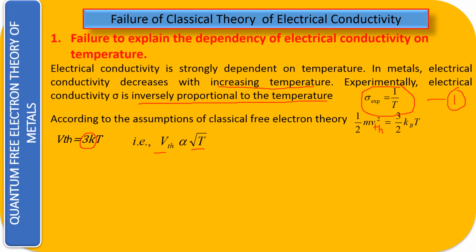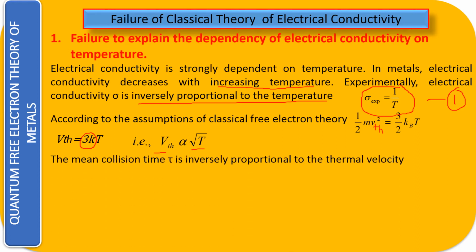But now let us explore it further. The mean collision time tau is inversely proportional to the thermal velocity. Why can we say that? What is the mean collision time? The electron is going to collide with the lattice. It will collide with the first, then the second, then the third. So there is a certain average time between collisions from one lattice to the second to the third. So we have calculated the average time taken.